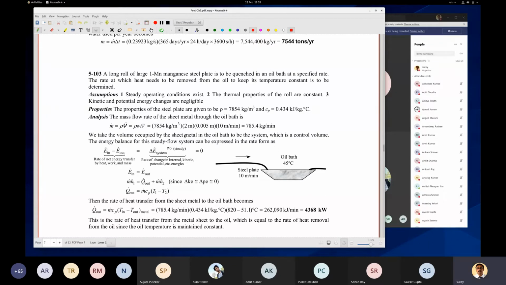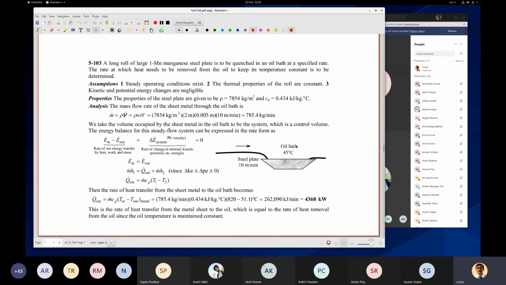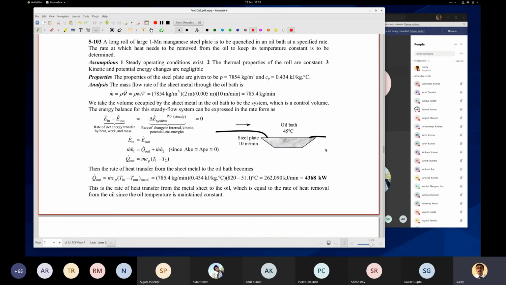So we take the volume occupied by the sheet metal in the oil bath to be the system, which is a control volume. The energy balance for this steady process can be expressed in the form as. So here what we are doing is, this is our control volume.